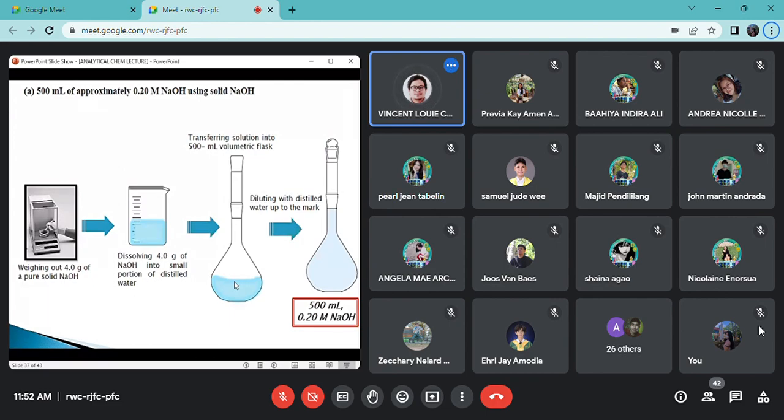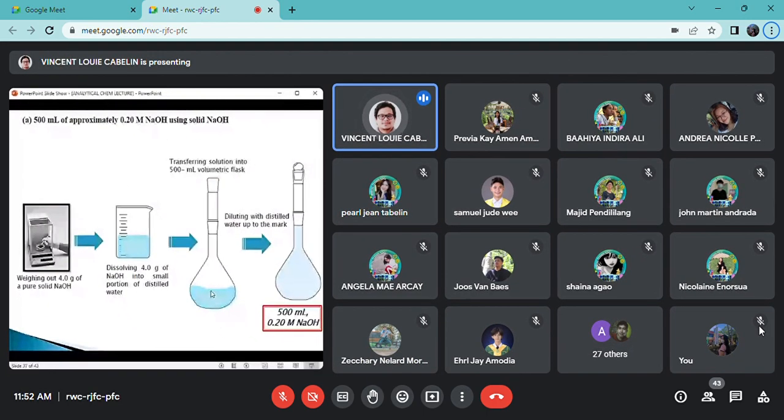So that's again, the problem is how would you prepare 500 ml of 0.2 molar sodium hydroxide if you only have solid sodium hydroxide? So first, you measure how much sodium hydroxide is needed for you to prepare it, and then mix it with distilled water.